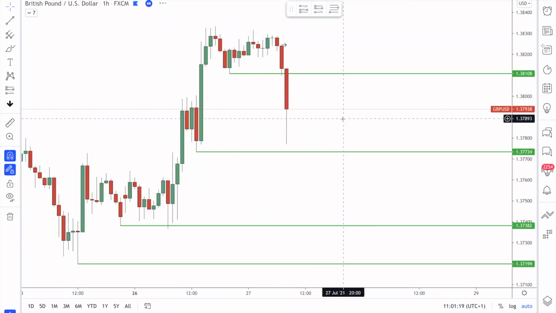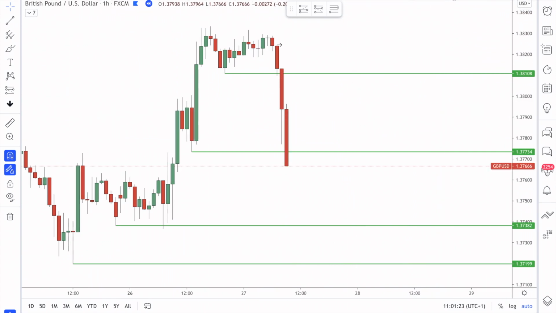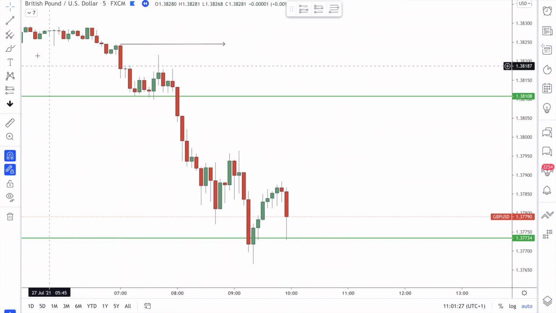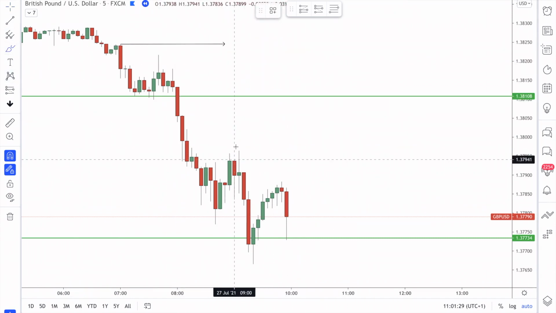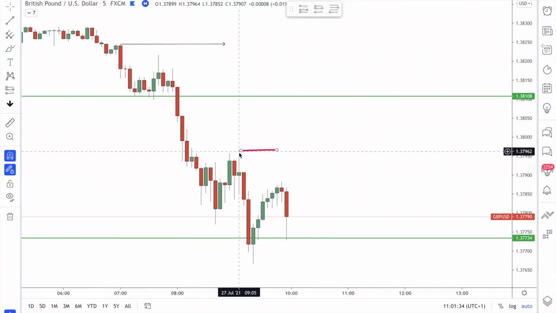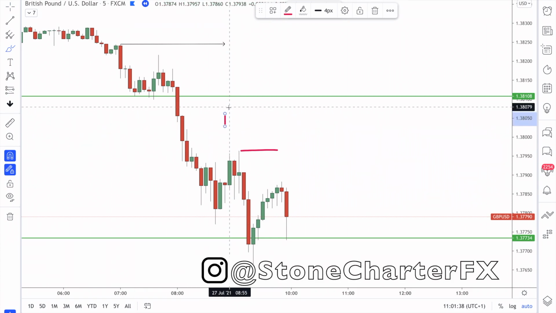So now we drop back to the hour time frame. Price is doing it again. There you go. Drop to the 5-minute time frame. Where do we need price to break? We need price to break this level here, because that's the last fractal high before what? The market went down.